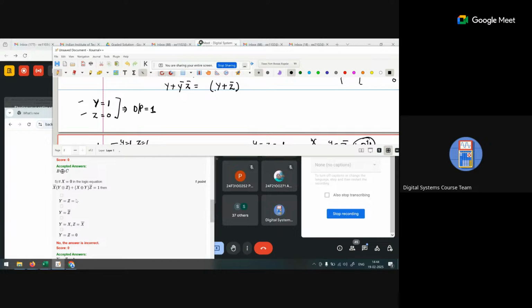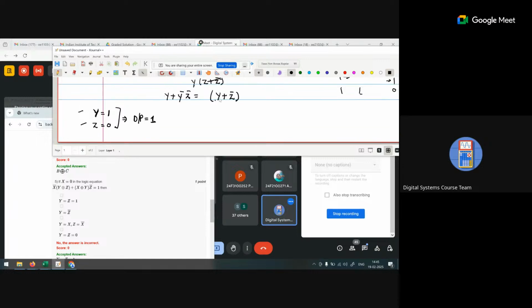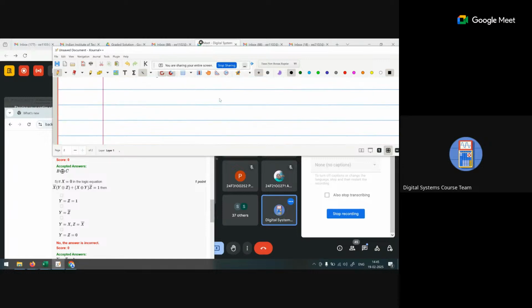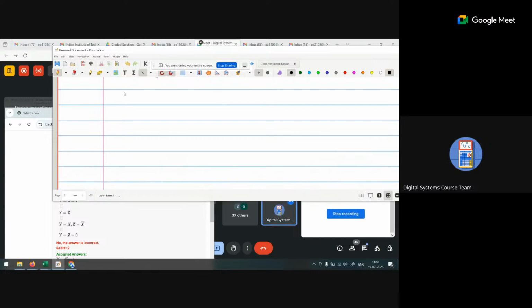For example, if we say that y is equal to z bar, only this condition is stated. But what is the value of y? It is not mentioned. So we can't say that this condition is true. Till the y value is 1, this condition is false. Clear? Yes, sir, got it now.